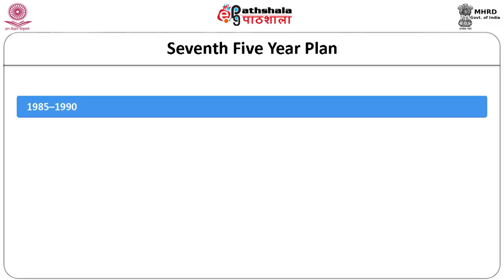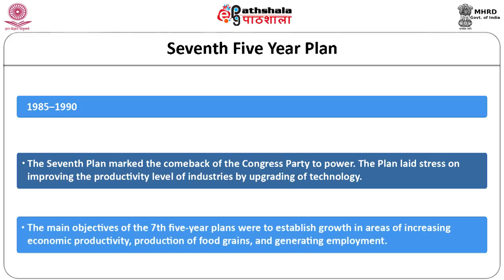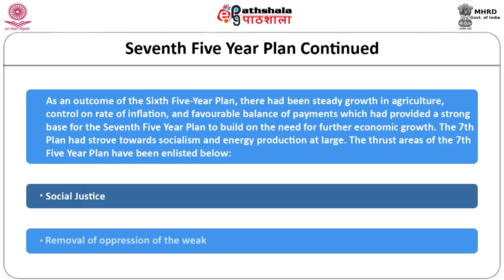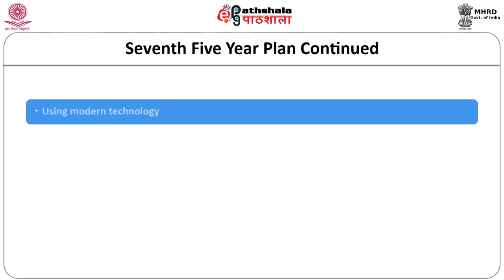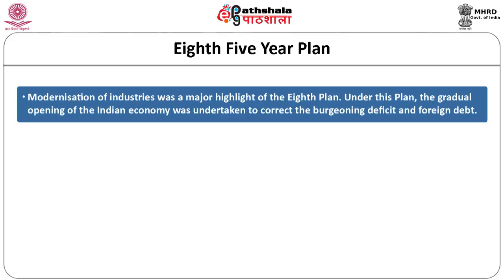The seventh five-year plan, that's 1985 to 1990, marked the comeback of the Congress Party to power, and it improved the productivity level of industries by upgrading the technology. The objective of the seventh five-year plan was to establish growth in areas of increasing economic productivity, production of food grains, and generating employment. So, the important issues were social justice, removal of oppression of the weaker sections of society, using modern technology, agriculture development, and anti-poverty programs, which got priority during this plan period.